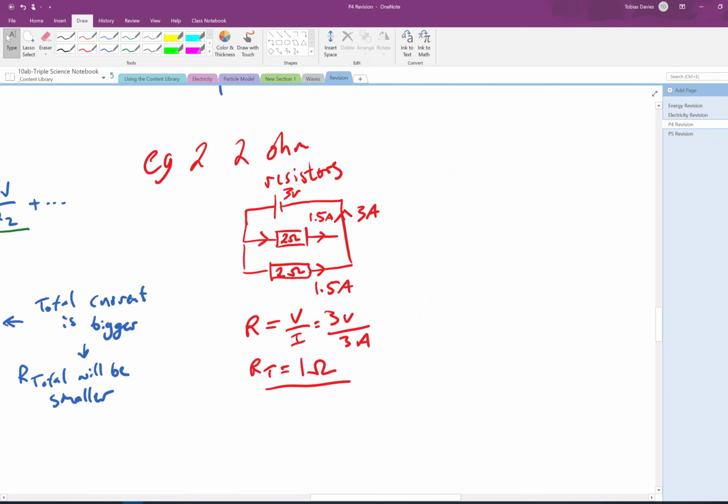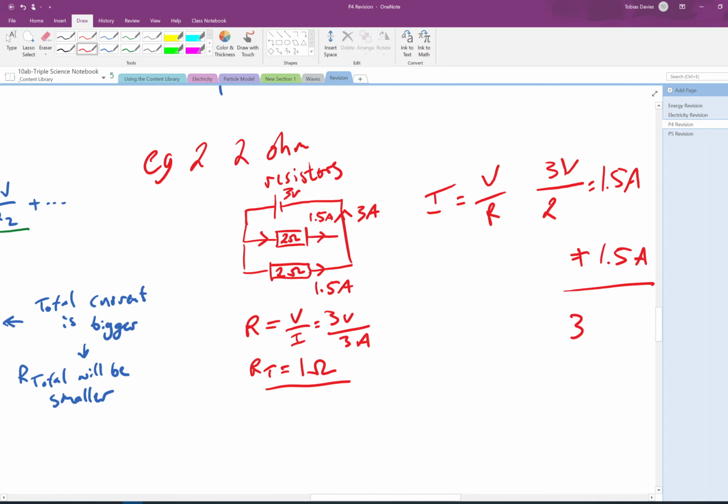So for example, I've got two 2 ohm resistors here, and I'm going to calculate the current through both of them. The current through both of them, I, is V over R. My voltage was 3 volts, and they were 2 ohm resistors, so I get 3 volts divided by 2, which gives me 1.5 amps for my current. So in one of them I've got 1.5 amps, and in the other one I've got another 1.5 amps, and in total that gives me 3 amps.